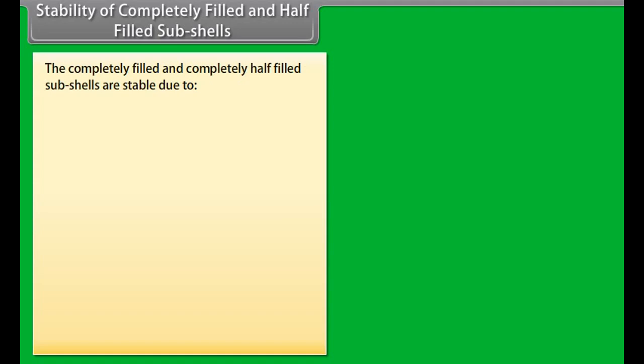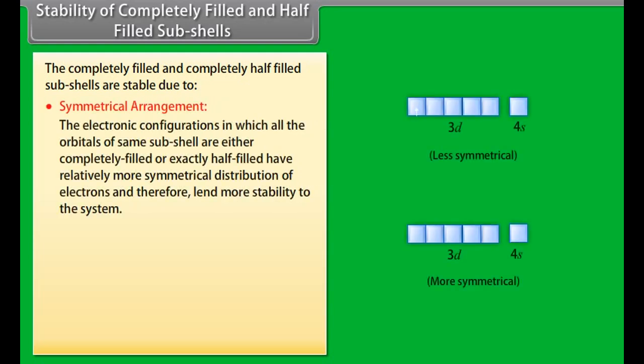Stability of completely filled and half-filled subshells. The completely filled and completely half-filled subshells are stable due to symmetrical arrangement. The electronic configuration in which all the orbitals of the same subshell are either completely filled or exactly half-filled have a relatively more symmetrical distribution of electrons and therefore lend more stability to the system.